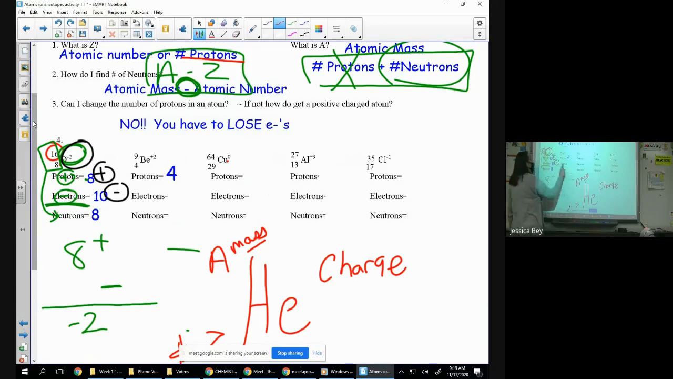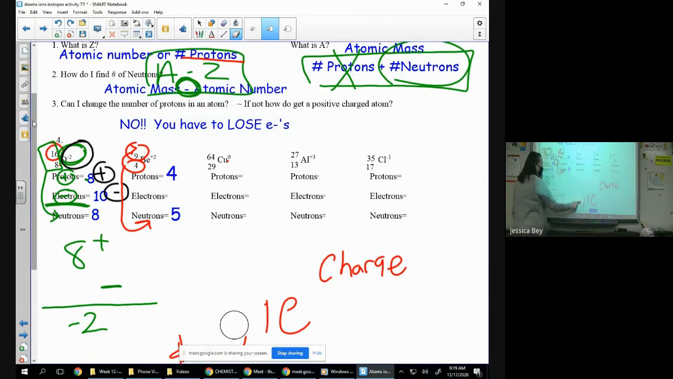If I have 4 protons and a total mass of 9, how many neutrons do I have? 5. Very good. Now this is going to be the other way around. Let me clear some space for myself.